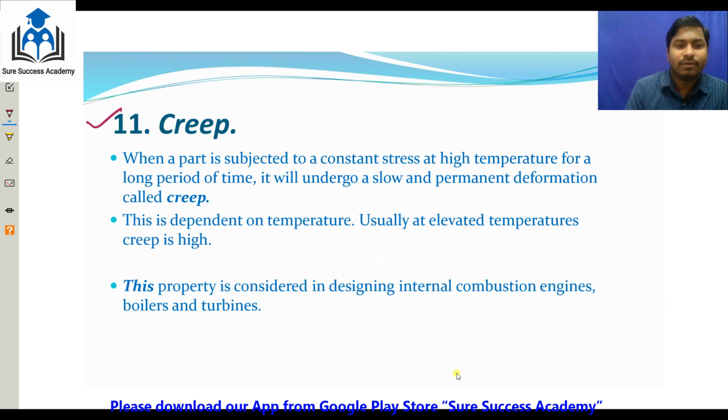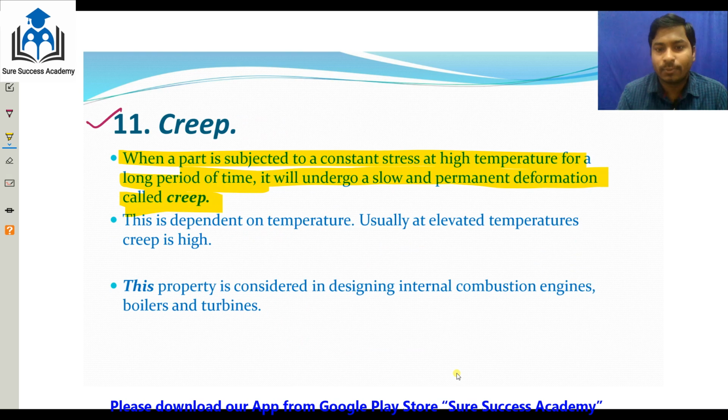What is creep? When a part is subjected to a constant stress at a high temperature for a long period of time, the slow and permanent deformation is known as creep. Creep is a slow and progressive deformation of the material by virtue of a constant load over a long period of time at elevated temperature. This depends upon the temperature. If the temperature is high, then the creep will be high.